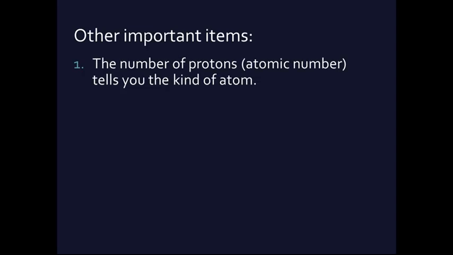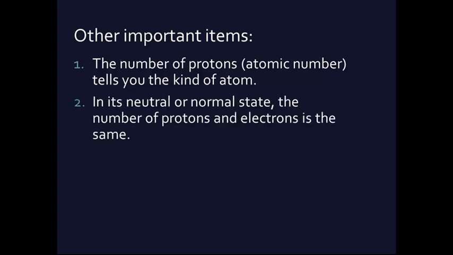Other important things in this section: the number of protons is what tells you what kind of atom it is. We call the number of protons in an atom the atomic number. Now, normally, there is the same number of protons and electrons in an atom. When an atom is neutral, when it has no charge, in its normal state, an atom has the same number of protons and electrons.